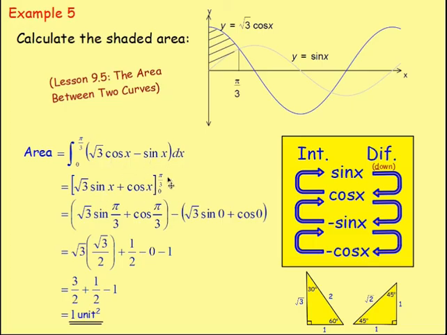Integrate them both, put in the big square brackets. We've got pi over 3 and 0. Subbing in pi over 3 and 0 in place of x, sub in pi over 3 first of all, take away what you get when you sub in 0. You're working them out, and you will get the area to be 1 squared unit. Yes, you do.